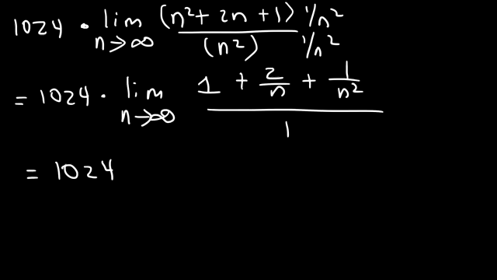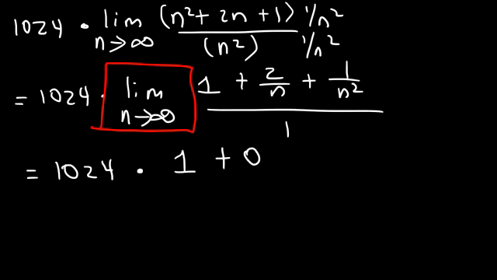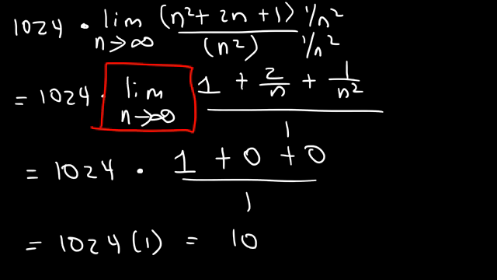And now applying the limit expression, 2 over n becomes 0. So this is going to be 1 plus 0. 1 over n squared will also become 0, divided by 1. So this is 1024 times 1. So the area is 1024.